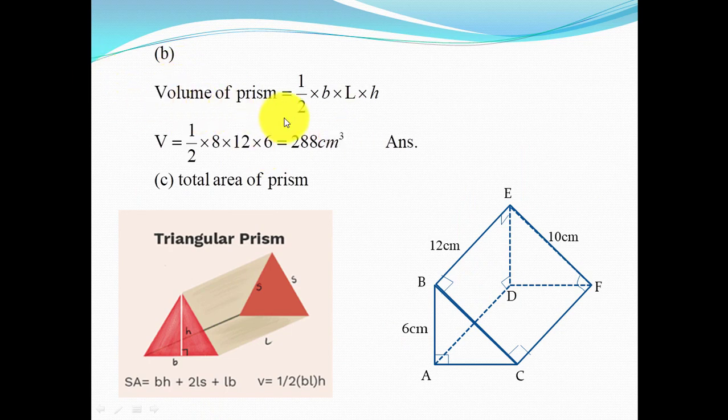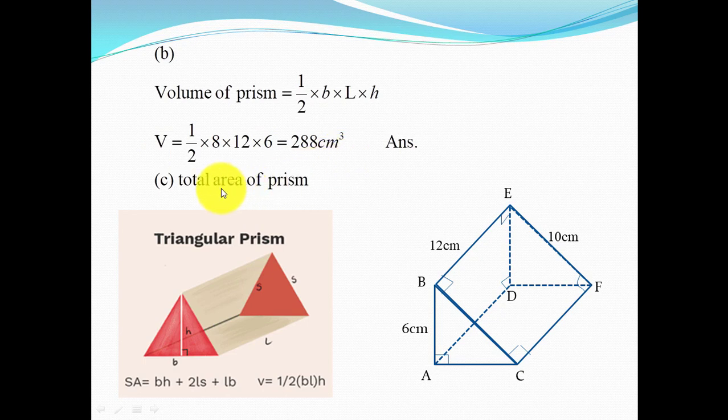We have to find the volume of the prism, and its formula is written here: half multiplied by b multiplied by L multiplied by H, where b is the base as we determined in the previous part, which is 8 centimeters, L is equal to 12 centimeters, and H is equal to 6 centimeters. This is H, this is 12, and this is L, and this is b, which is 8 centimeters. Substituting these values 8, 12 and 6 and multiplying, we get 288 centimeters cubed. This is the volume of the prism.